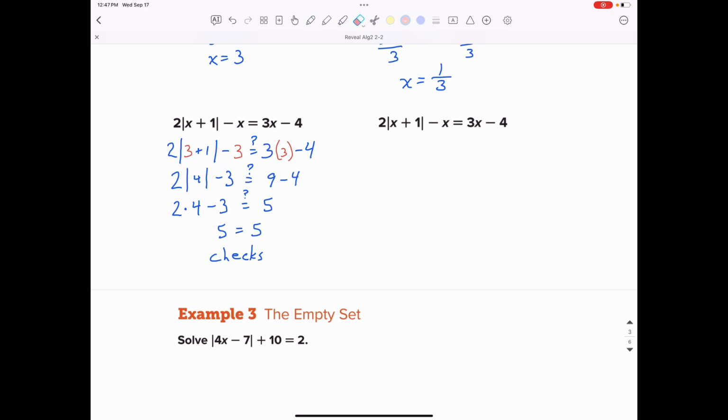So now we're going to test to see if 1/3 is a solution. So I'm going to have to replace the x's with 1/3. So this will be 2 times the absolute value of replace that x with 1/3 plus 1. Close my absolute values, minus 1/3. Does that really equal 3 times 1/3 minus 4?